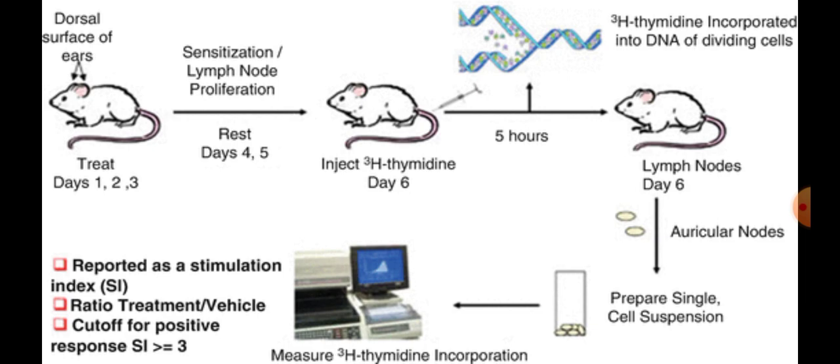So overall, this local lymph node assay is an in vivo test which uses a murine model. Murine refers to the rodent subfamily Murinae, which includes more than 500 species of mice and rats. And in this local lymph node assay, specifically a mouse of the CBA strain is used, and it was developed to evaluate the skin sensitization potential of chemicals.